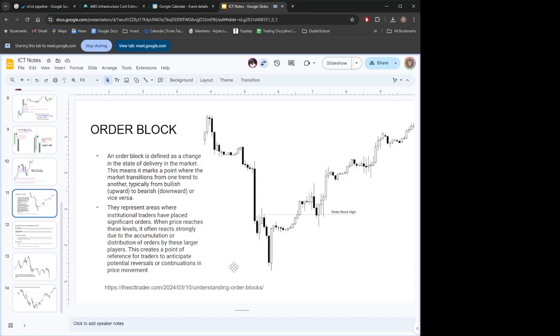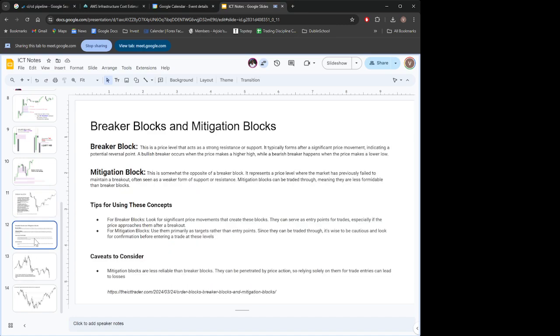Okay. And then there are ones which are failed, which become either a breaker block or a mitigation block. So in this case, the white one is a breaker block, right? This one is a breaker block. And this one is a mitigation block, because they are able to change the trend. Okay. I have a few more things. I'll go to that.